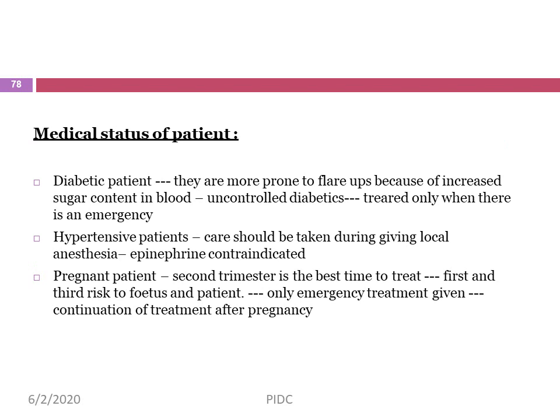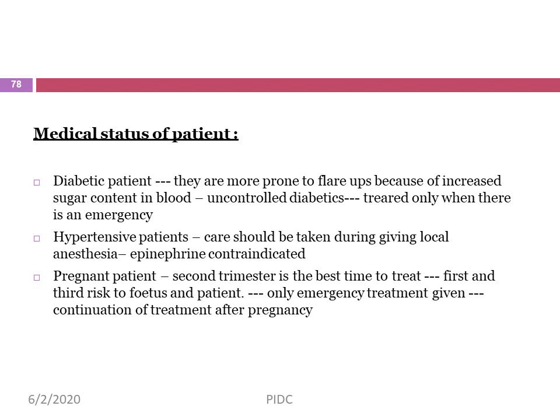Medical status of patients. Of course, if the patient has some underlying systemic factors like diabetes, hypertension, or if the patient is pregnant, they are more prone to flare-ups. This is of course because of the underlying sugar or the blood pressure. And for pregnant patients, only emergency treatment is supposed to be given. So we prefer to delay the treatment in order to avoid the flare-ups.